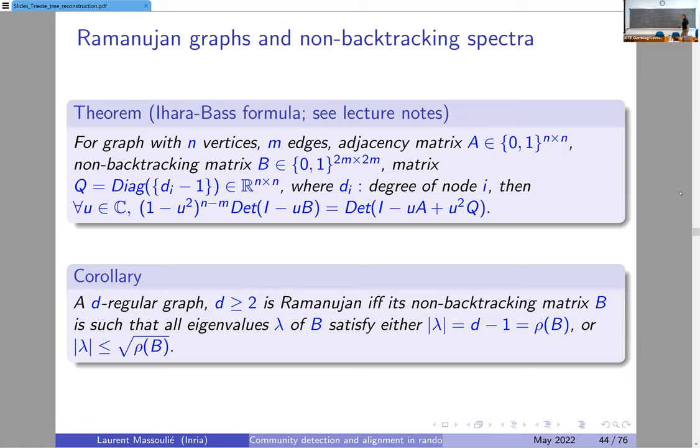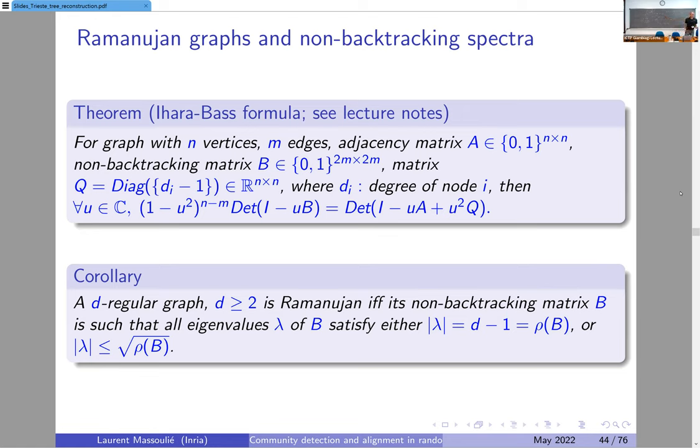And so this means that 1 minus u lambda plus u squared (d minus 1) equals 0 for some lambda in the spectrum of A. And so this gives you a map from the spectrum of A to the spectrum of B. Because of this map, you can now take, for instance, the definition of a Ramanujan graph. In my d-regular graph, I have eigenvalues of modulus d, and all the other eigenvalues are of modulus at most twice the square root of d minus one. So this translates into properties on the spectrum of B.